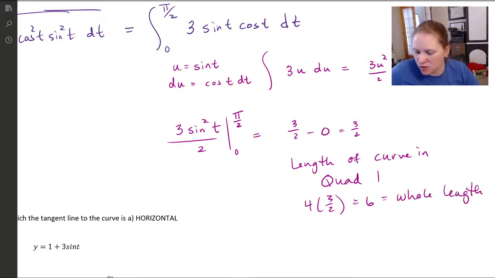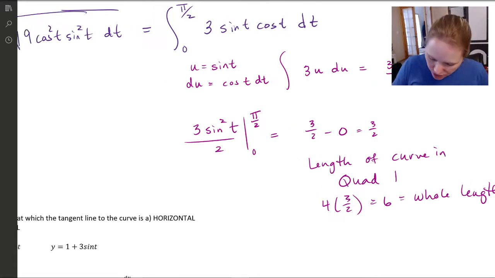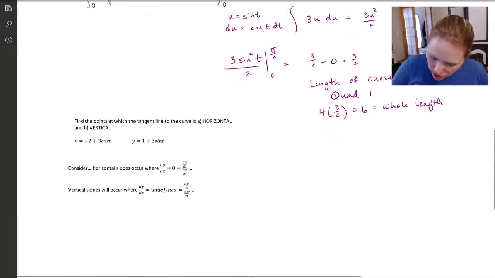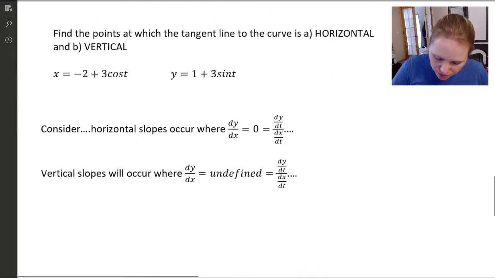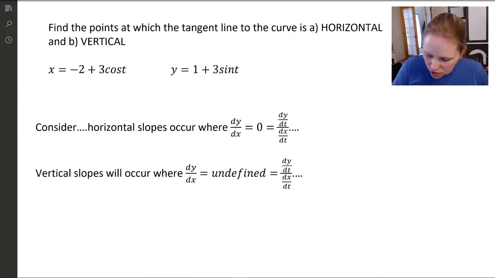So again, we're using the property of symmetry to just find the length of the curve in the first quadrant and multiply it by 4. It's not always the case that we need to do that, but sometimes we do. So let's review a few more things here with our parametric equations, and then we'll wrap it up here.